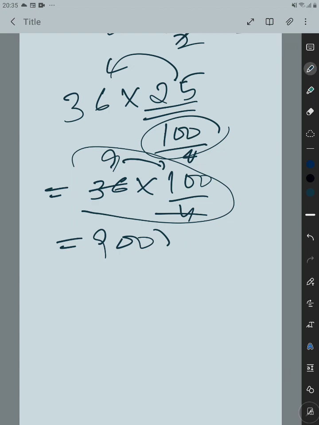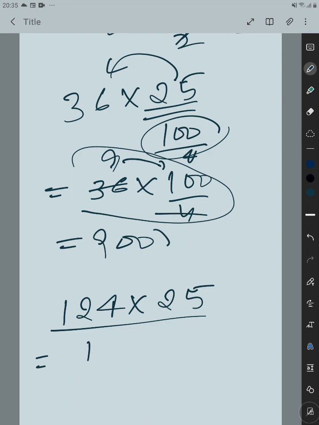Let's take another example, of a little higher grade. So let's take 124 multiplied by 25. Okay, this much long number is there. So if you are going to multiply 25 to 124, it will take a lot of time. But if you know this pattern, then you can write like this: 100 upon 4.